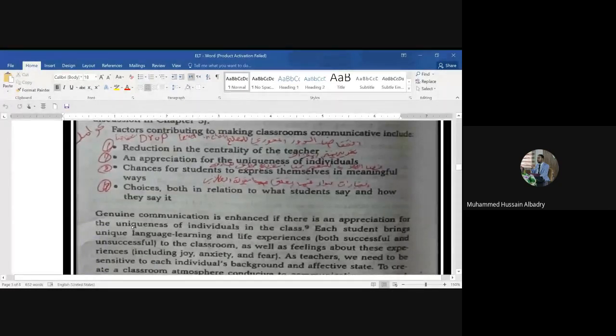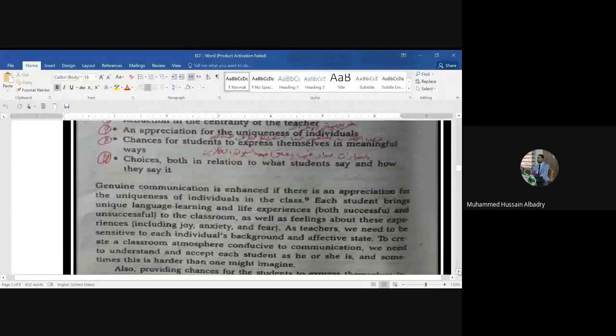Genuine communication is enhanced if there is appreciation for the uniqueness of individuals in the class. What does it mean? It means that the teacher should appreciate the uniqueness of the students inside the classroom, their feelings, their emotions, their experiences. Each student brings unique language learning and life experiences to the classroom, also feeling joy, anxiety, fear.